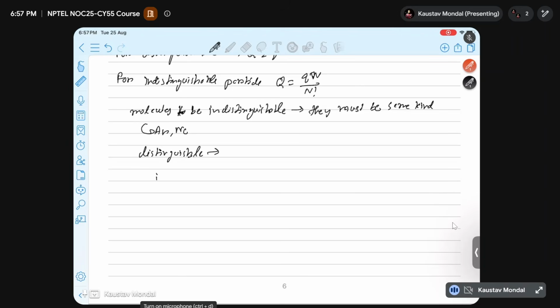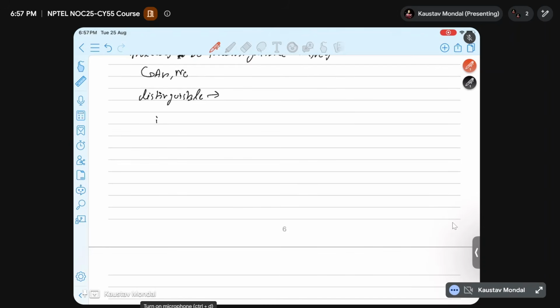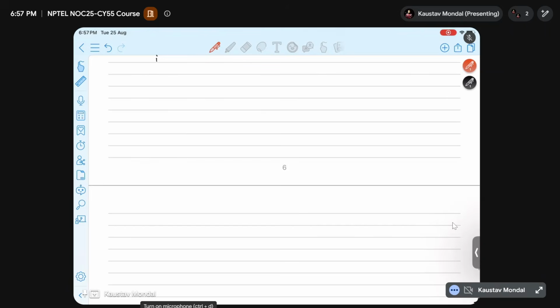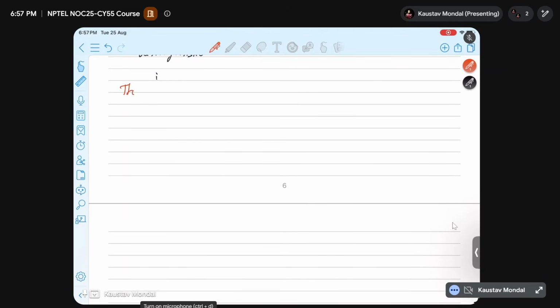Now the next thing that we will calculate is the internal energy. First we will calculate for distinguishable particles, then for indistinguishable particles, and last we will calculate for a monoatomic gas.